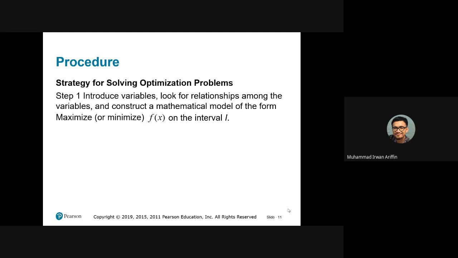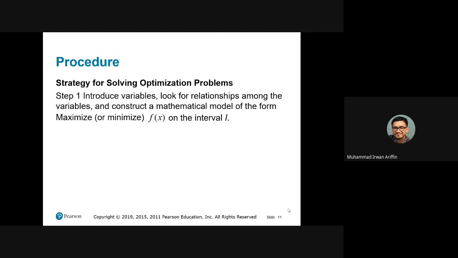So step number one, you need to read the question carefully and collect information that is related. You need to introduce the variables of interest, like revenue, for instance, or price or quantity, and then look for the relationships among the variables. What would be the relationship between the variables? Because based on this information, you need to develop a mathematical model, an equation that relates all the variables.